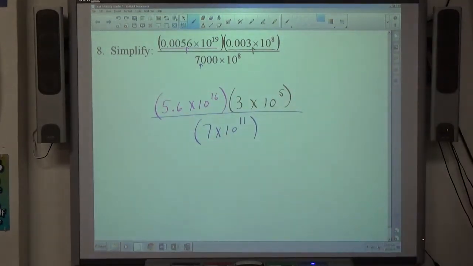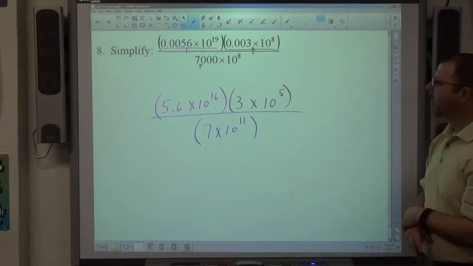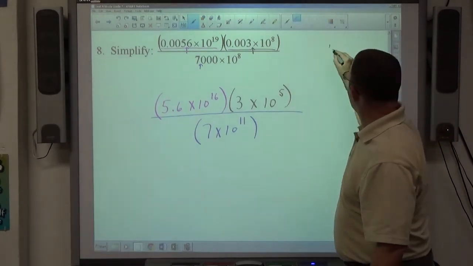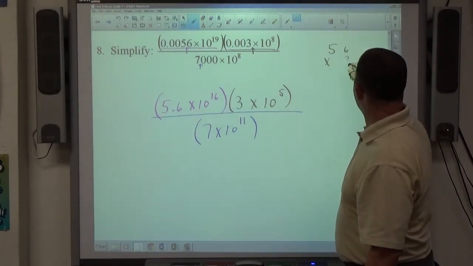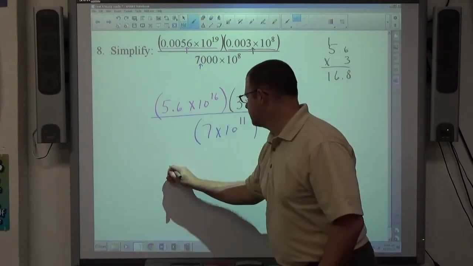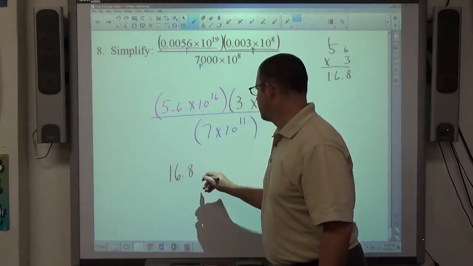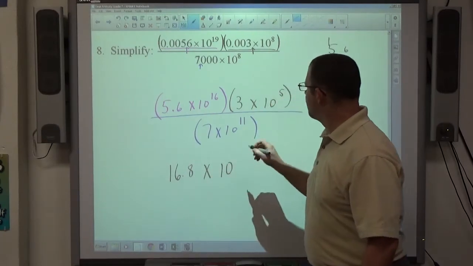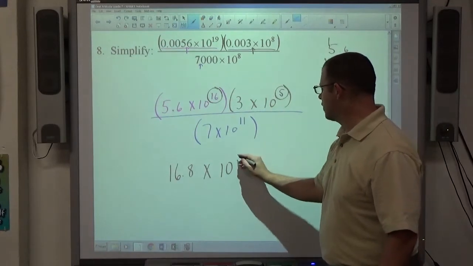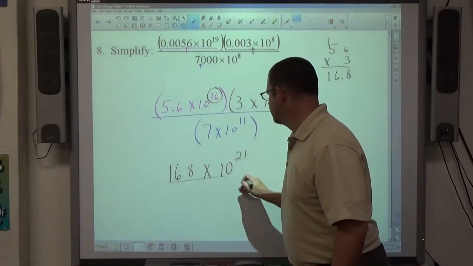So priority 1 right there, do exactly what I did. Get every number to good scientific notation. Next, we're going to multiply the stuff on top together. 5.6 times 3 makes 16.8. And then for the powers of 10, I'm going to add them together. We've got a positive 16 and a positive 5 make positive 21.